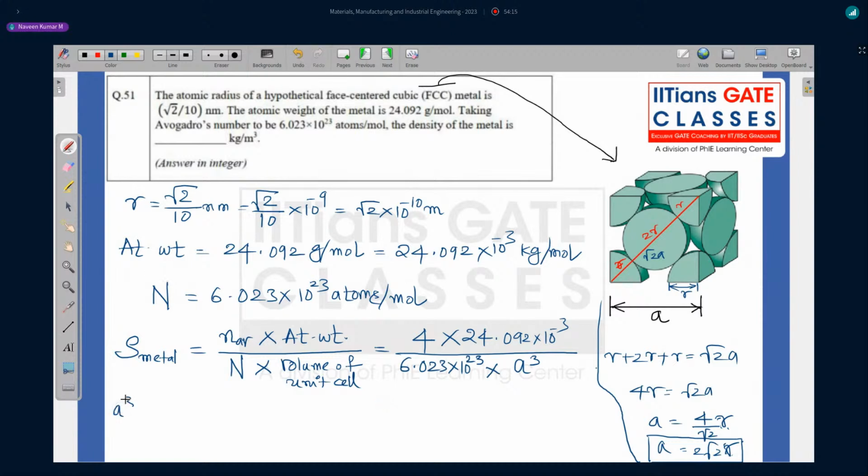A cube is equal to 2 root 2 R whole cube, right? That is 2 root 2. What is R? We have done that. It is root 2 into 10 to the power of minus 10 meters, whole cube. That is what A cube is. So let's write that.